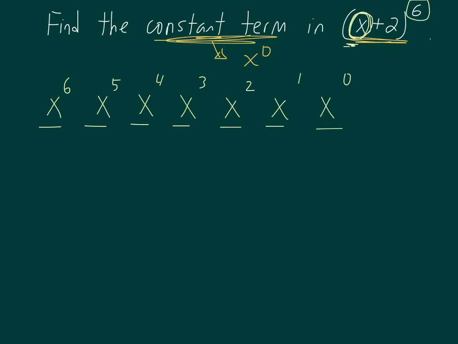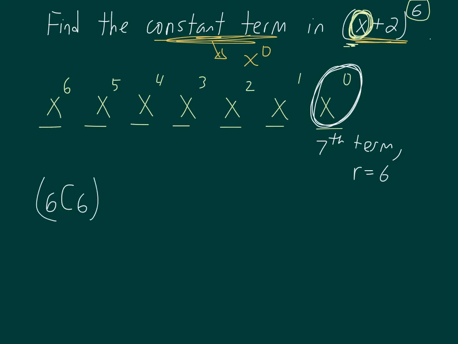I'm only focused on the x part of it, and we can see that it is going to be the 7th term that we are after. The 7th term would be the constant term. Again, that means you'd have an x to the 0. Since it's the 7th term, we know that the r value is 6. So we would have 6 choose 6, and then x raised to the 6 minus 6. We're doing our binomial theorem again.